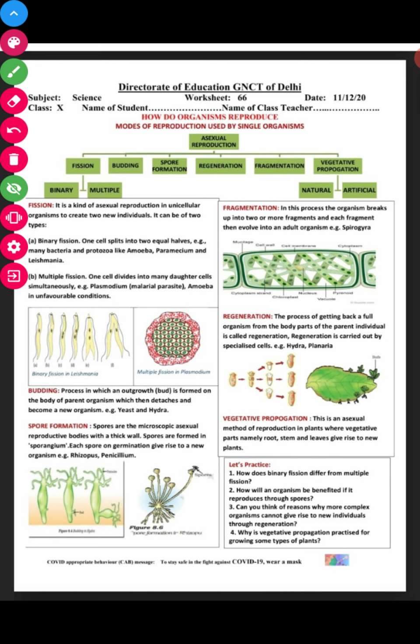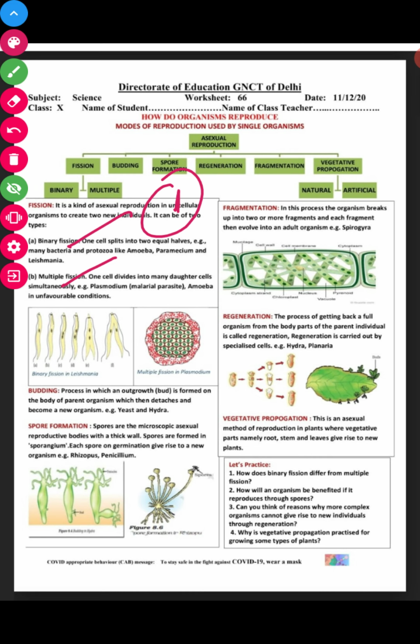Now coming to the question answers part. First question: how is binary fission different from multiple fission? You can easily write the answer of this question from here. This is the answer of your first question.